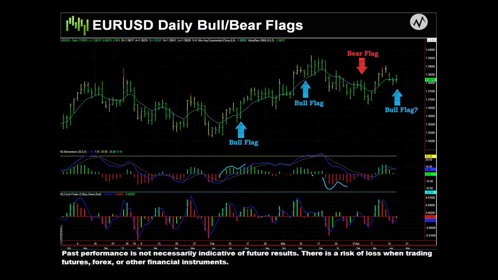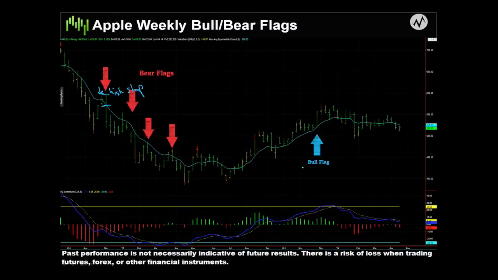A great example of this is the Apple bear flags we had here. You see how our momentum stayed red for all these bear flags? That makes that setup that much better. Just like for the bull flag, when it stays green, big up move, pull back into fair value, break the previous bar's high, and then run. That makes that setup that much better. And then here's another bear flag, by the way. Down move, pull back to fair value, break the low, run.